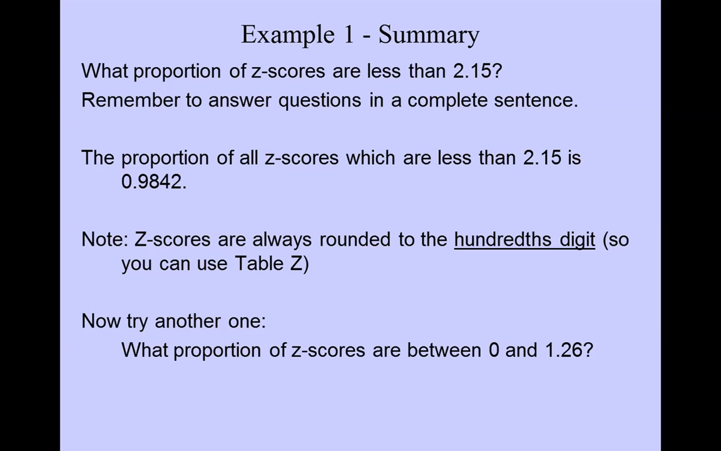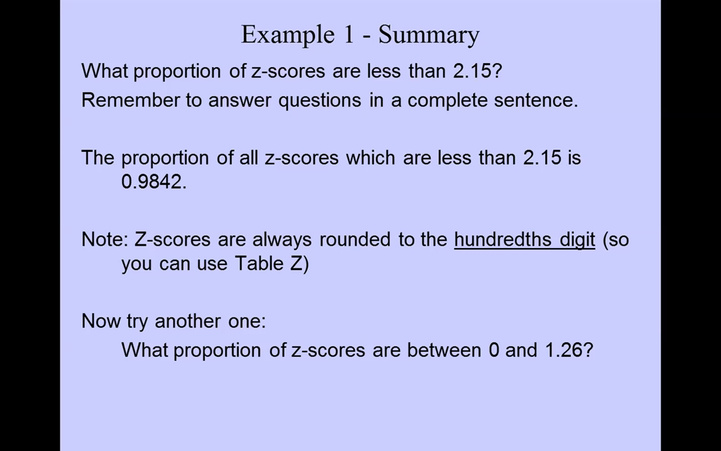What proportion of z-scores are less than 2.15? Remember, in statistics, we want to answer questions in a complete sentence. So the summary can be written as: the proportion of all z-scores which are less than 2.15 is 0.9842. Note, z-scores are always rounded to the hundredths digit. That way you can use table Z.